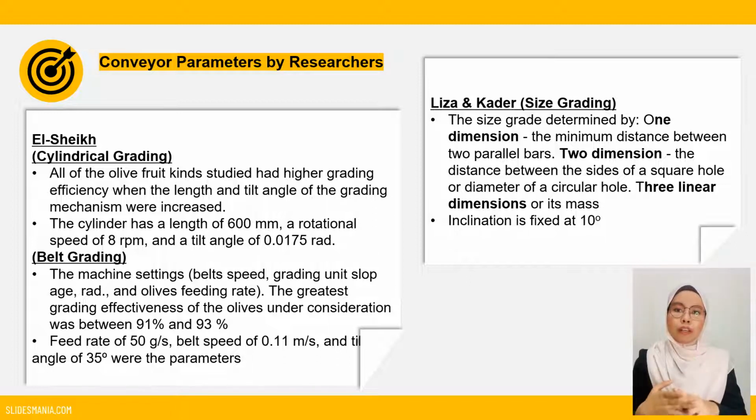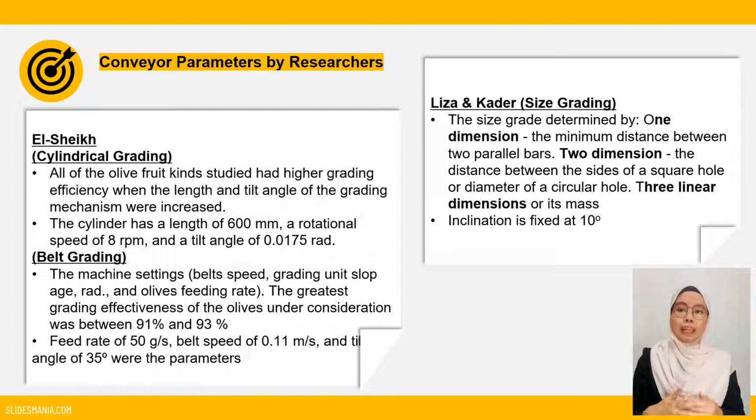the machine is set for belt speed, grading unit slope, radian and olive feeding rate. The greatest grading effectiveness of the olive under consideration was between 91% and 93%, with a feed rate of 50 gram per second, a belt speed of 0.11 meter per second, and a tilt angle of 35 degrees as the parameters.